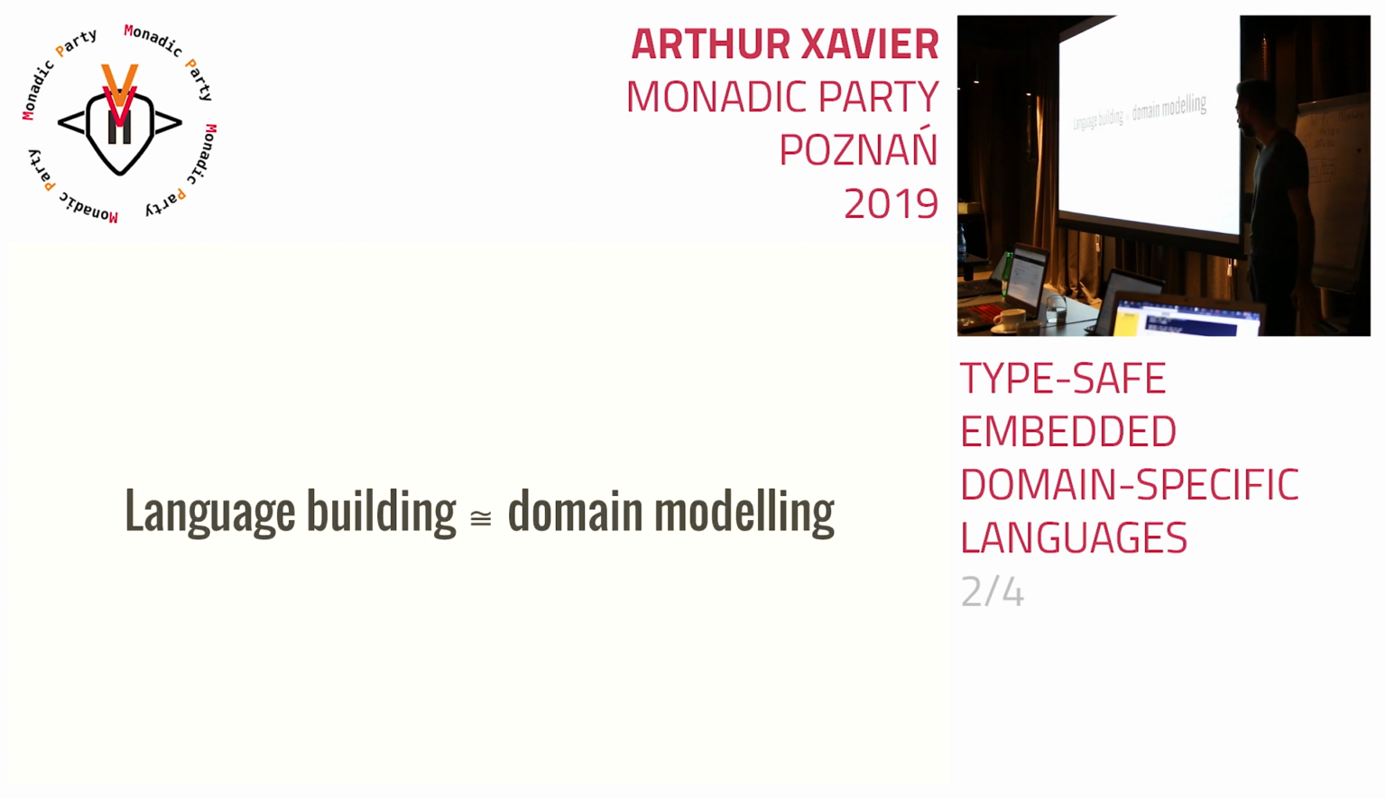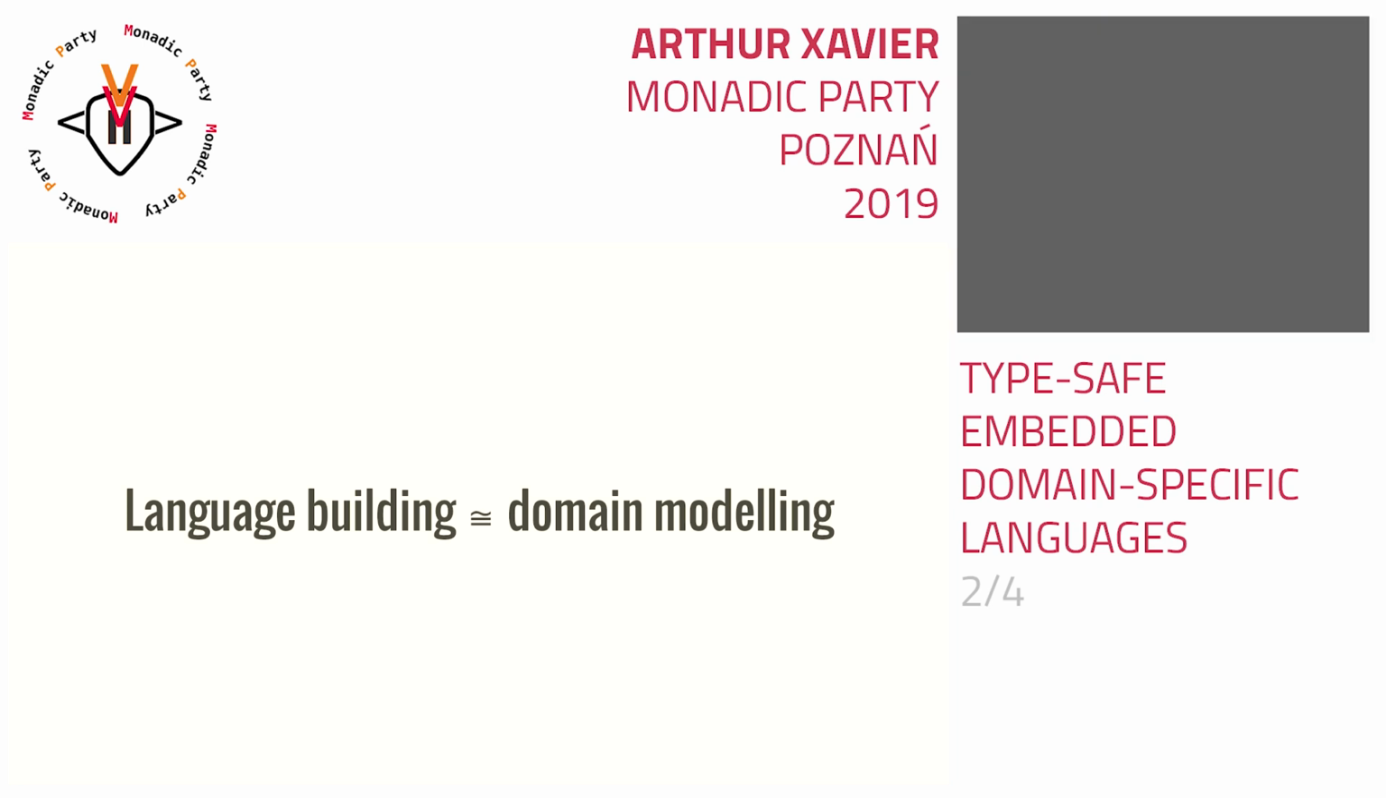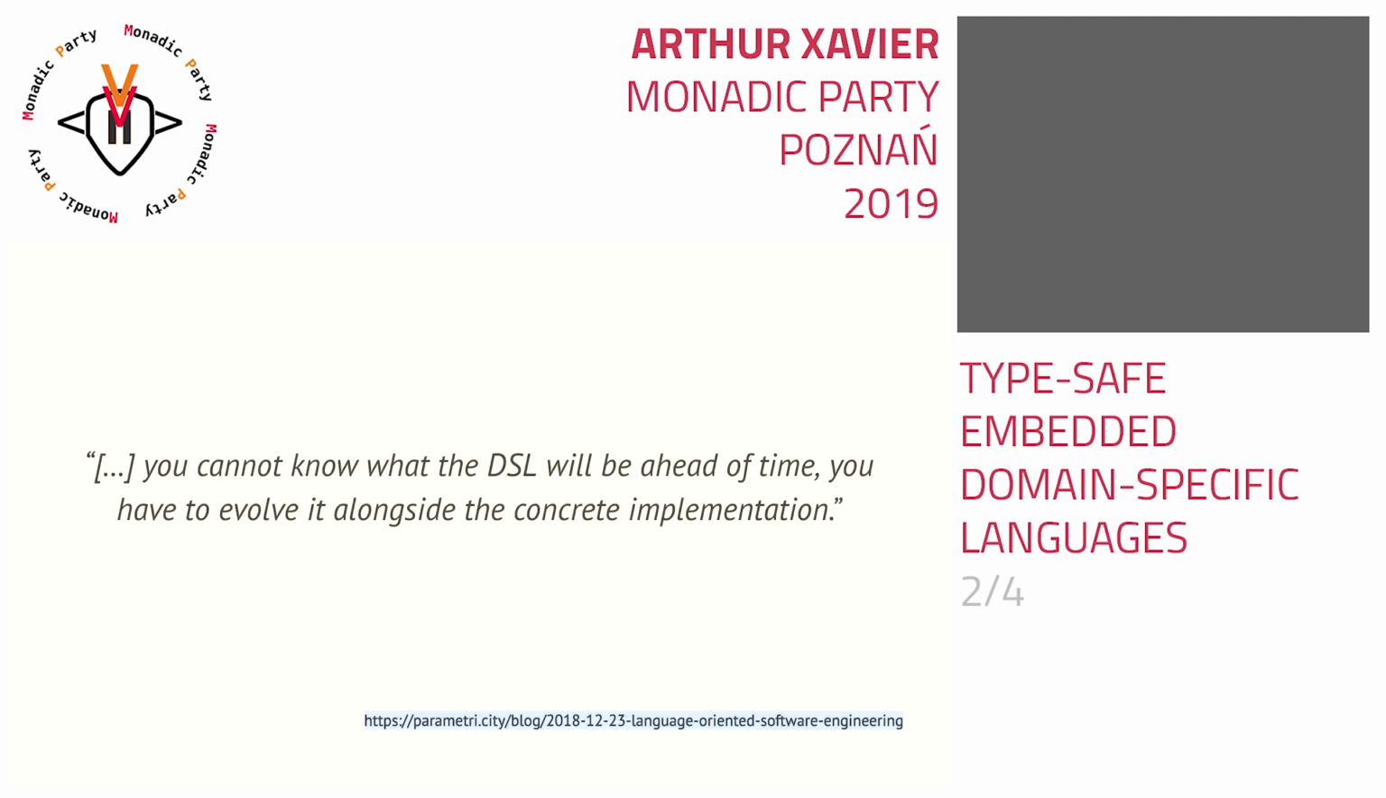And so we can arrive at this nice isomorphism that language building is domain modeling, right? A programming language problem is a domain modeling problem in some sense. And I really like this quote by Matt Chan, which says that you cannot know what the DSL will be ahead of time; you have to evolve it alongside the concrete implementation.